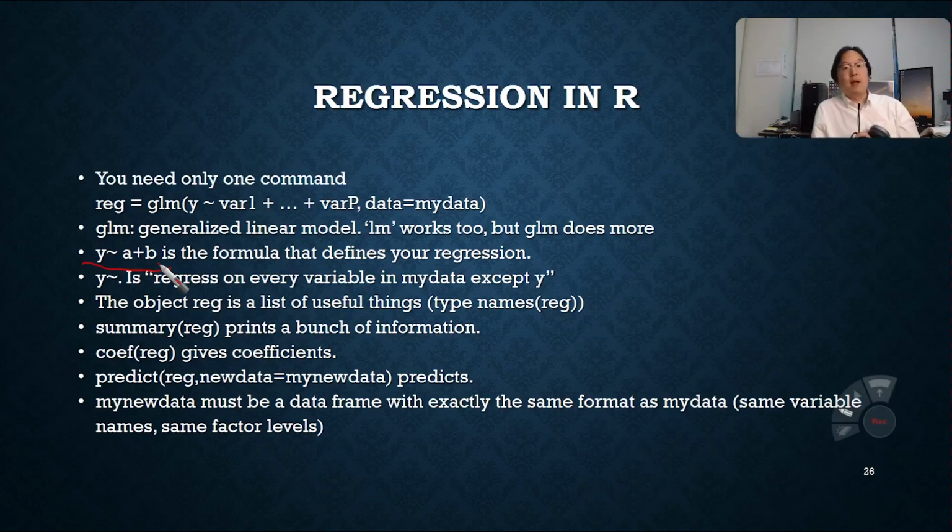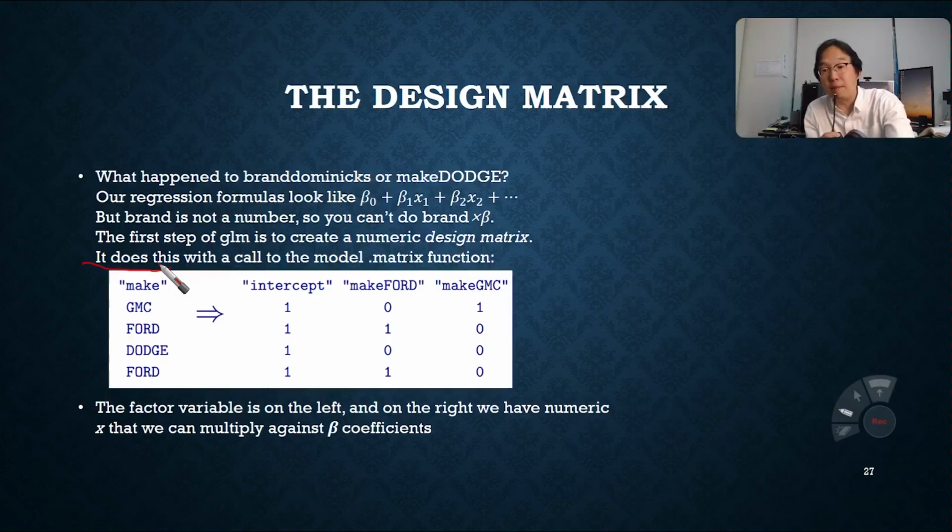Predict reg, comma, newdata equals some new data set name. Well, it gives you predicted values. Predicted value, what is that? The values on the regression line or the hyperplane. Okay. My new data must be a data frame with exactly the same format as my data. Same variables, same names, same factor levels, and blah, blah, blah.